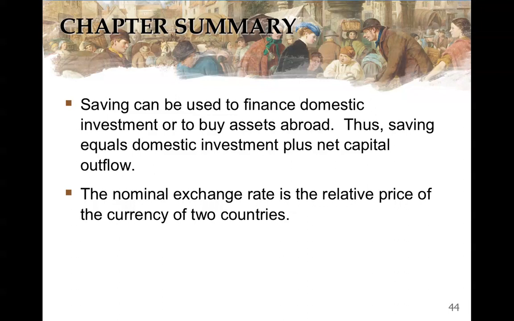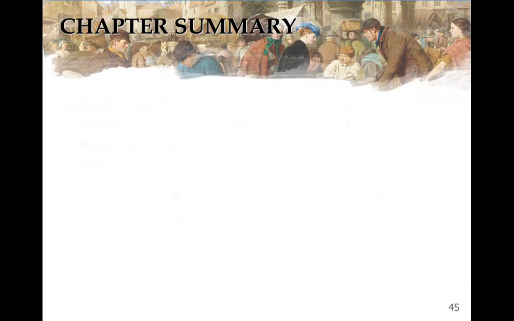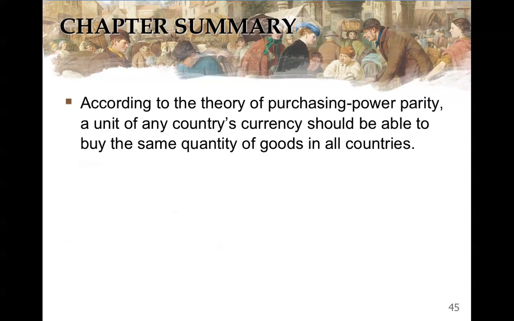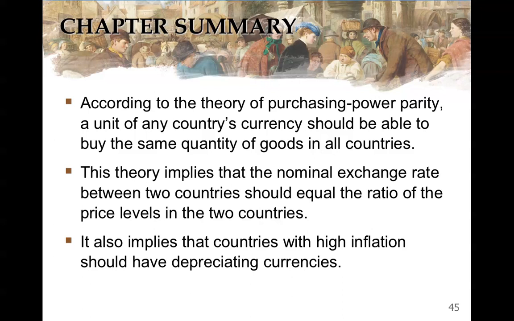The nominal exchange rate is the relative price of the currencies of two countries. The real exchange rate is the relative price of the goods and services of the two countries. Finally, according to the theory of purchasing power parity, a unit of any country's currency should be able to buy the same quantity of goods in all countries. The theory implies that the nominal exchange rate between the two countries should be equal to the ratio of the price levels in the two countries. It also implies that countries with high inflation should have depreciating currencies. And this, I think, is the end of open economy.